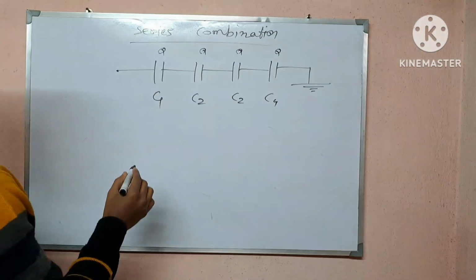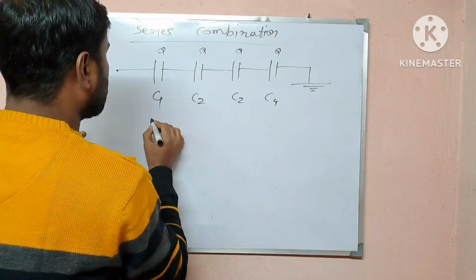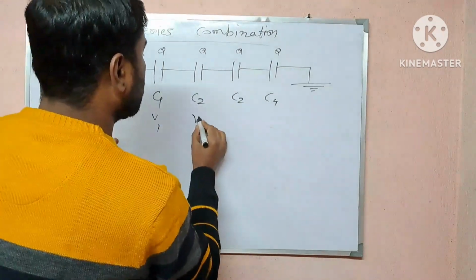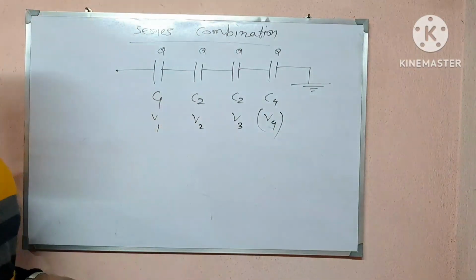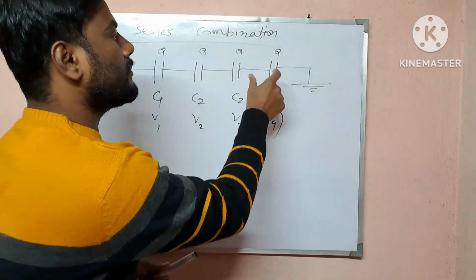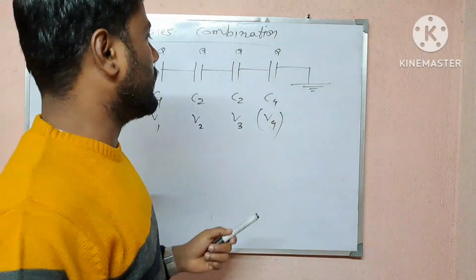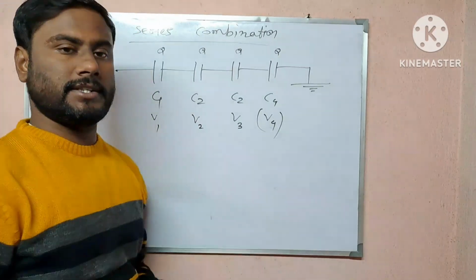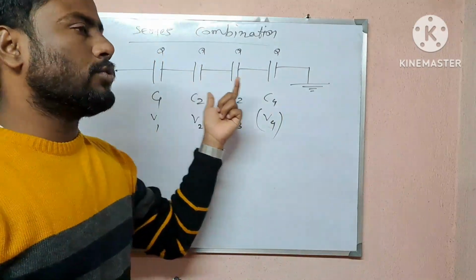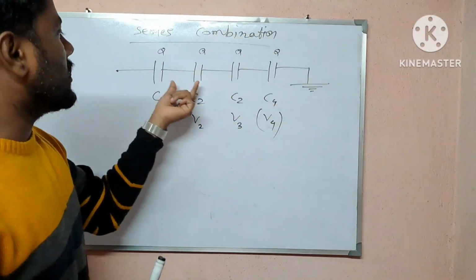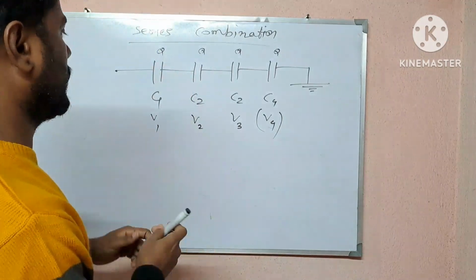But their potential difference, suppose for the first capacitor it is V1, for the second one it is V2, for the third one it is V3, and for the fourth one it is V4. So the potential difference between the two ends of a capacitor are different when they are connected in series, but their charges are same. All of them have equal amount of charge, but their potential differences are different. This is the concept for series combination.